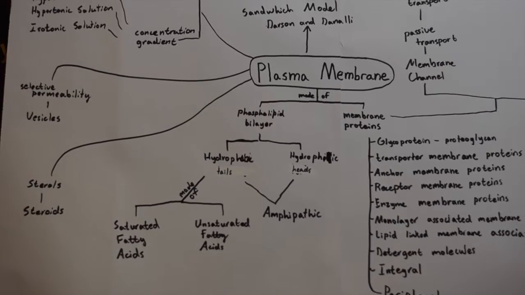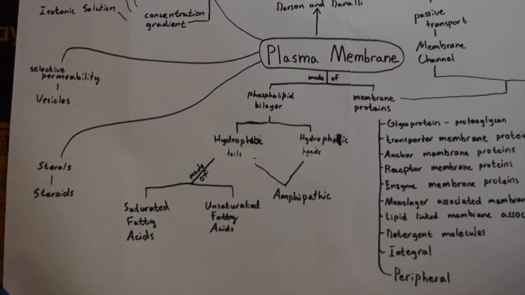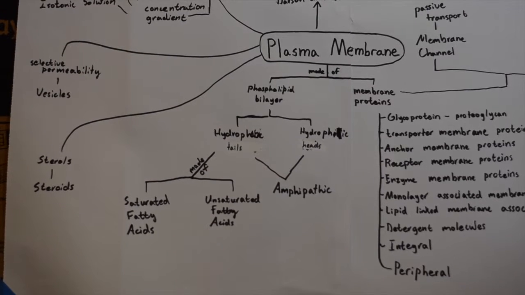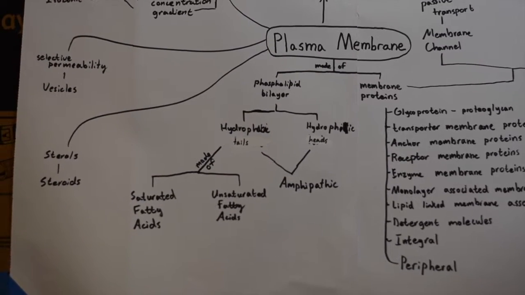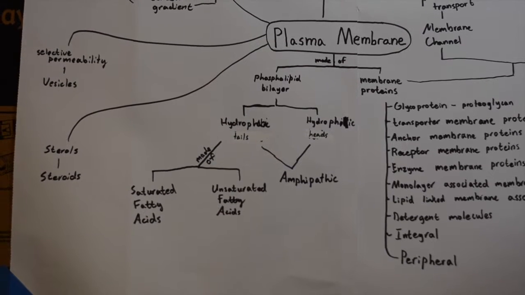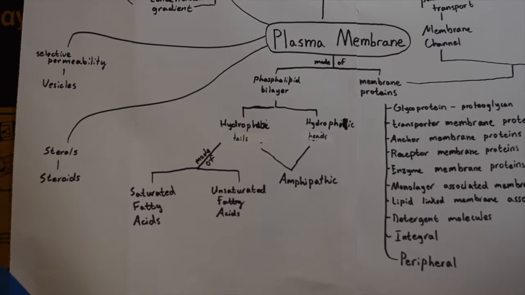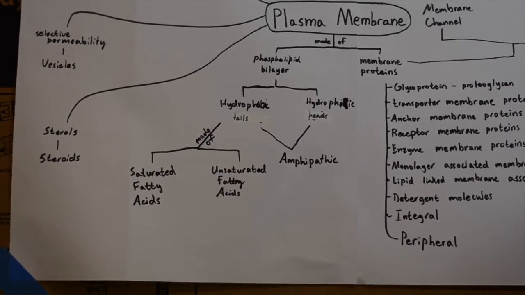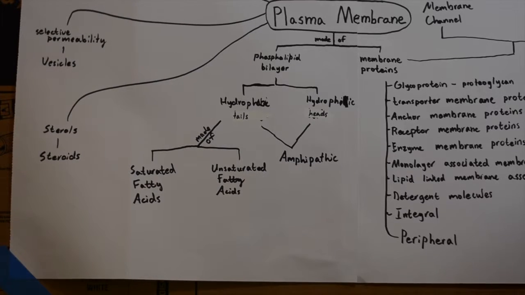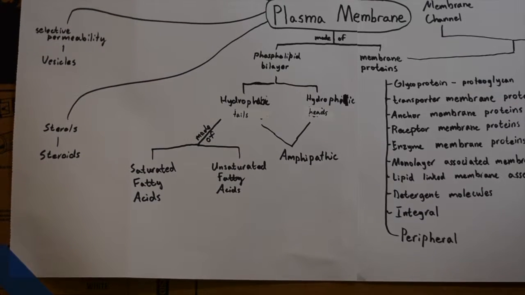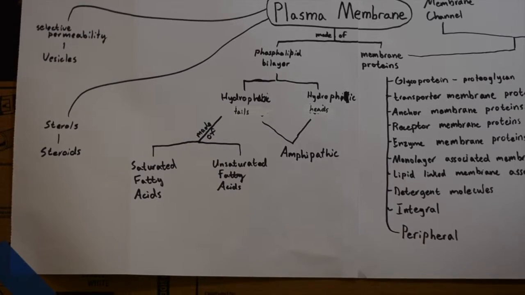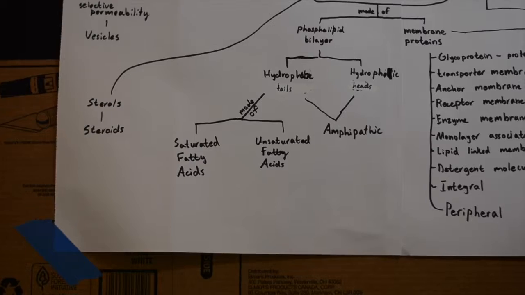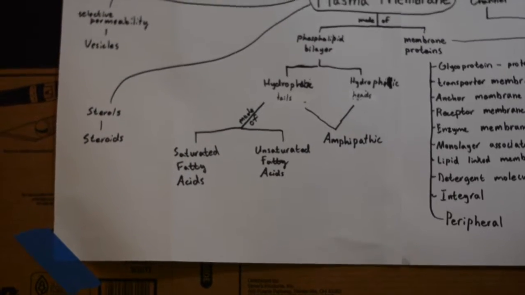Okay, so to begin, we have the plasma membrane, which at the bottom you see is made up of a phospholipid bilayer and membrane proteins. Under the phospholipid bilayer, I wrote that it has hydrophobic tails and hydrophilic heads. Because it has both the hydrophobic and hydrophilic parts, it is called an amphipathic molecule. The hydrophobic tails are made up of saturated fatty acids and unsaturated fatty acids.